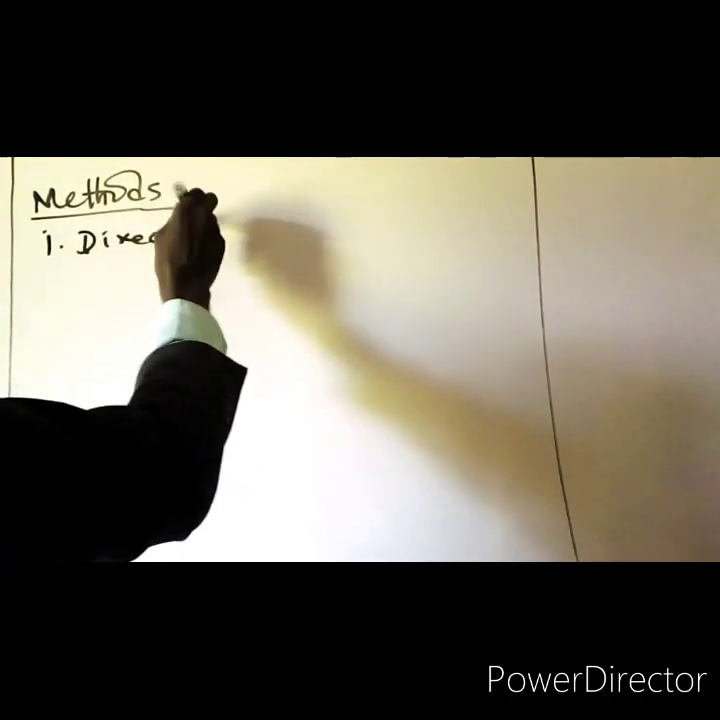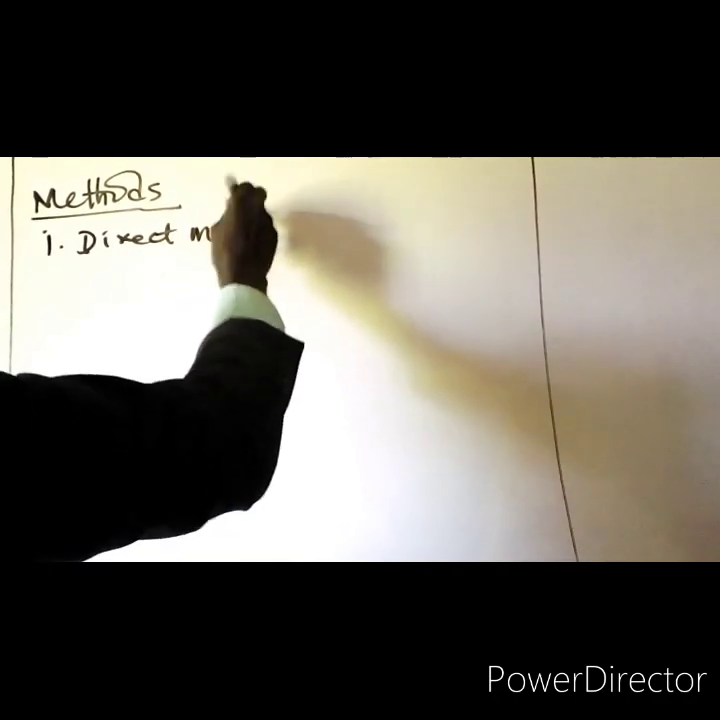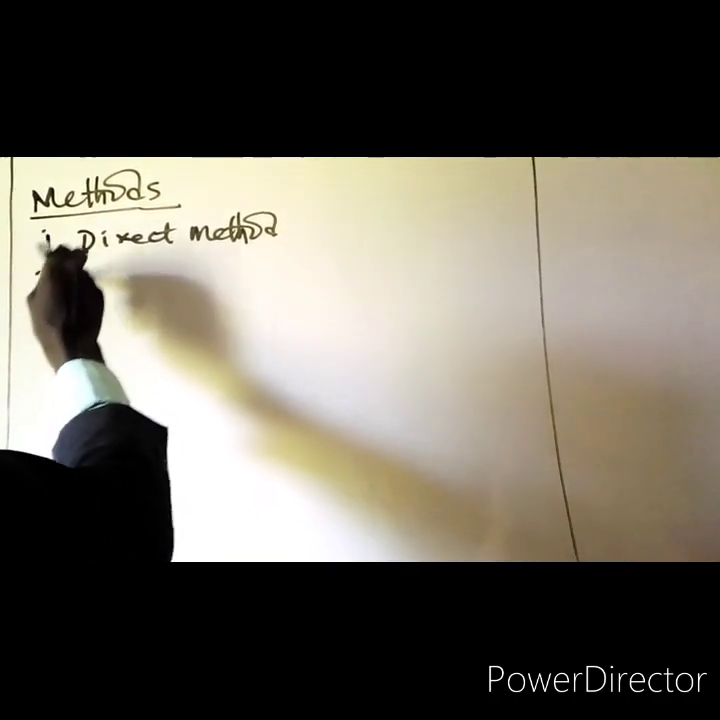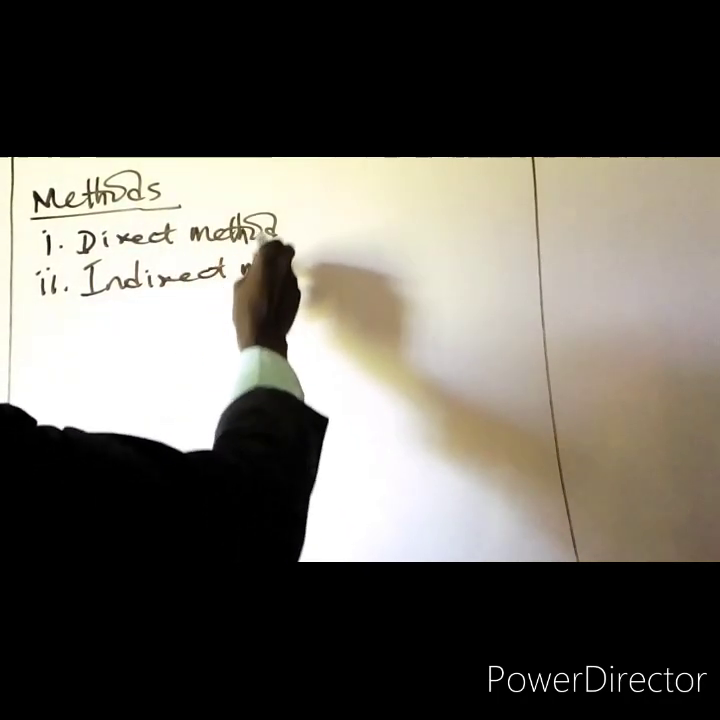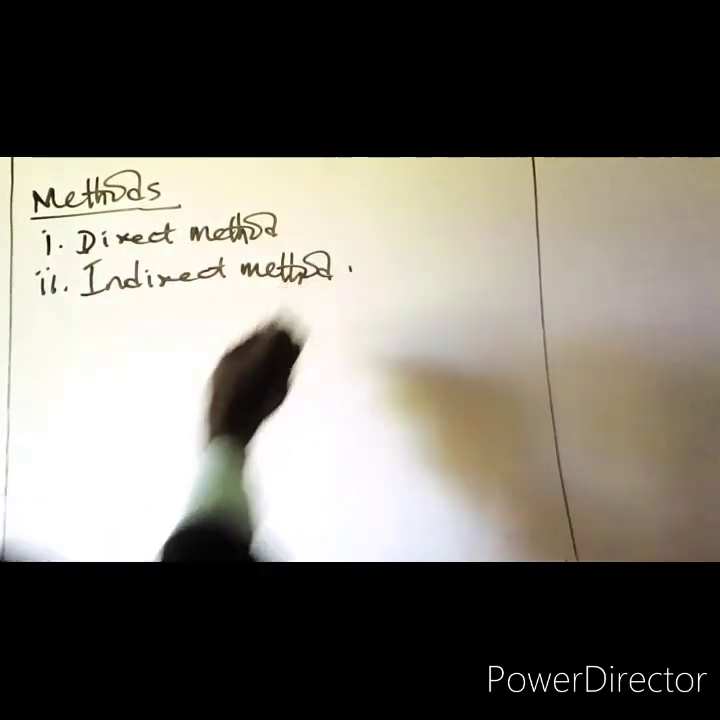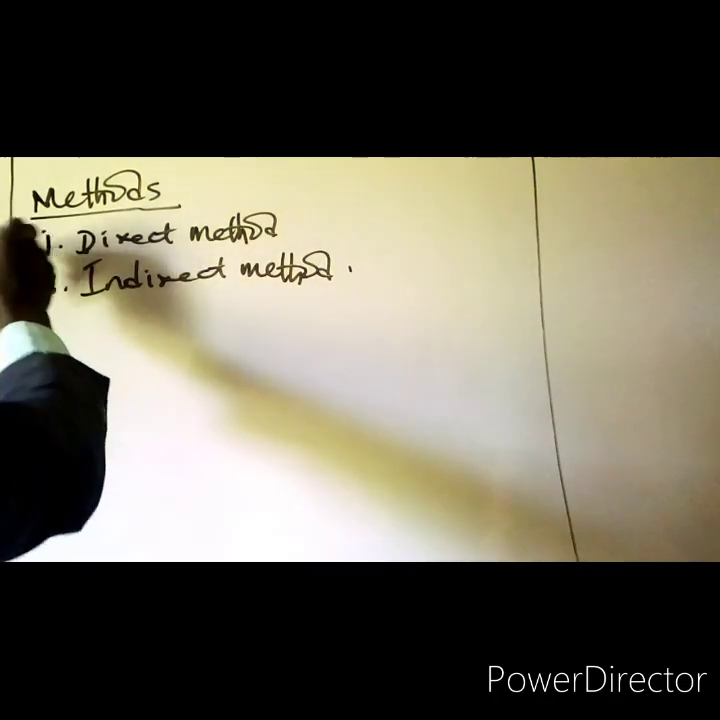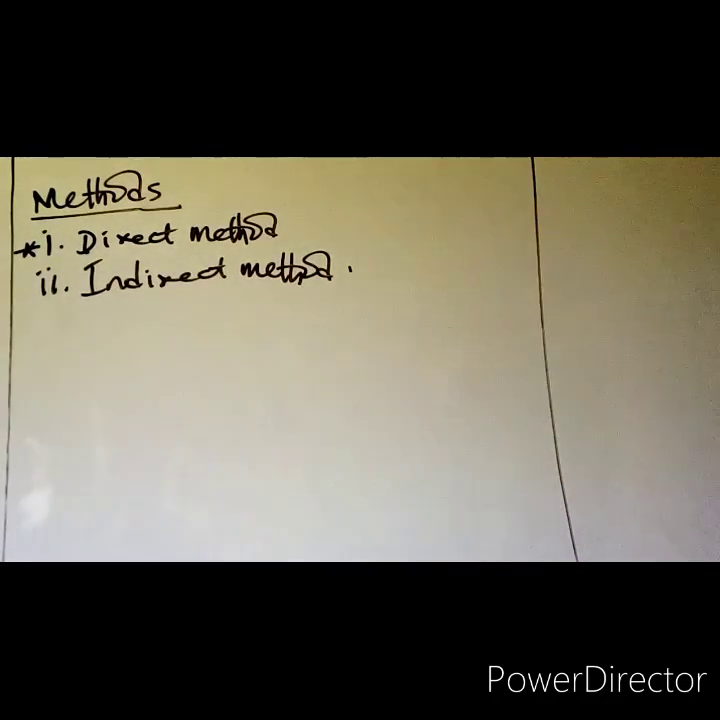Methods of preparing statement of cash flow. In accordance with IPSAS 2, two methods can be used. Number one, we have the direct method. Number two is the indirect method. My focus in this presentation shall be on the first method, which is the direct method. My next presentation shall cover the indirect method.